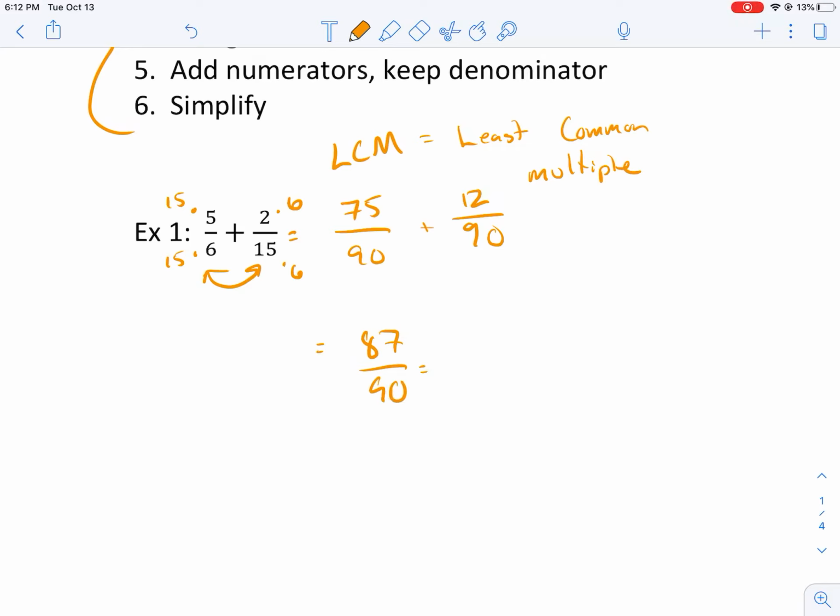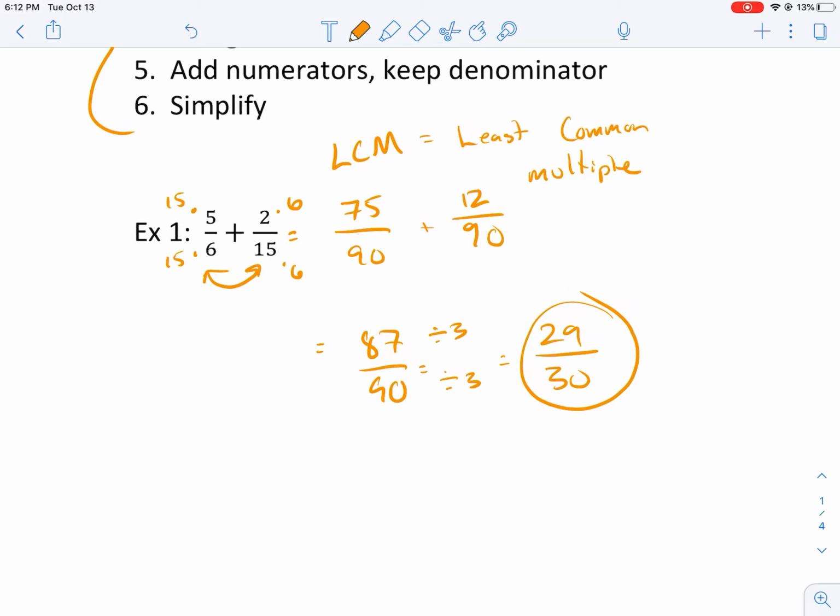And 87 is divisible by 3. Again, use the 3 trick: 8 plus 7 is 15, that's divisible by 3. 90 is certainly divisible by 3, since 9 plus 0 is 9. So both of those can be divided by 3. And so the top one is 29, and the bottom one is 30. That is if we didn't use the least common multiple. We still get the same answer; we just have to do some simplifications at the end.